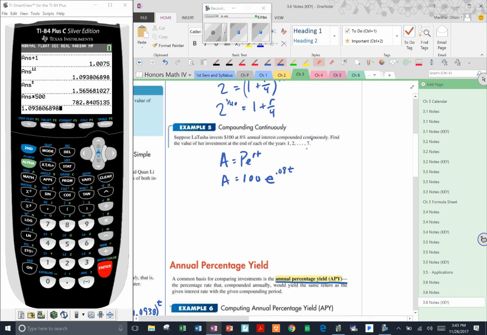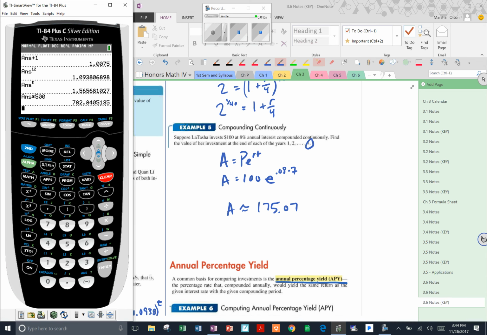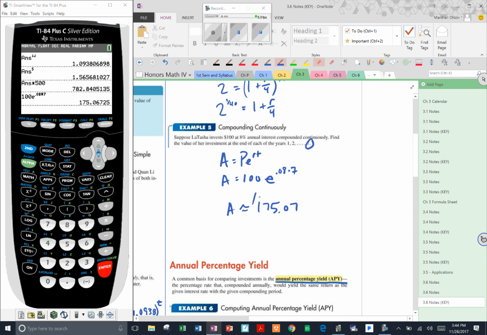We'll just do 1 as an example here. Let's say they were just asking us for 7. So you put a 7 in for t here, so times 7. And we should get about 175.07. Let's just type that in here real quick. 100 times e to the x. So I go second natural log. There we have our 100 times e to the blank. And in there I'm going to put 0.08 times 7. Make sure you're using enough parentheses if you don't have these nice templates. And there's our 175.07.